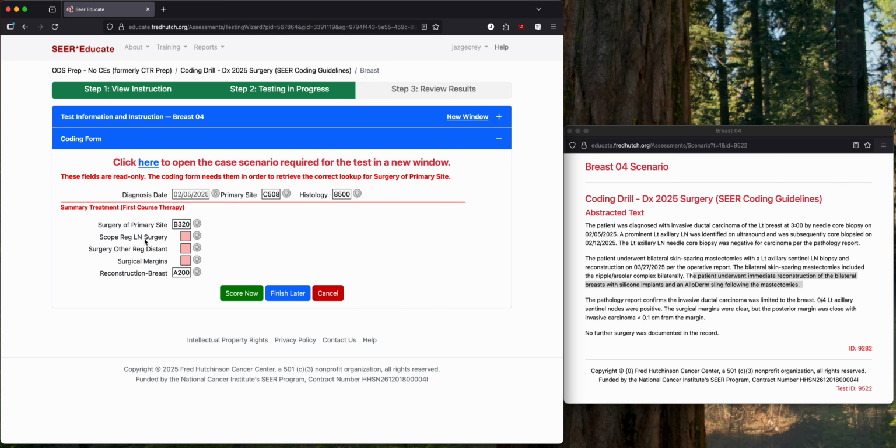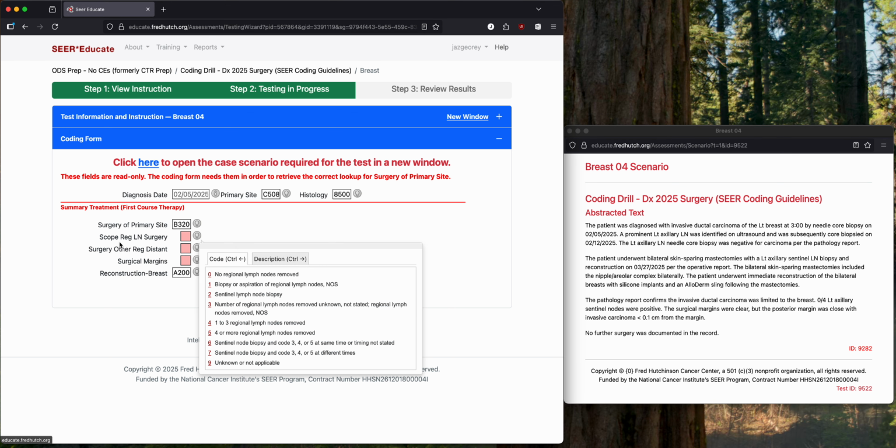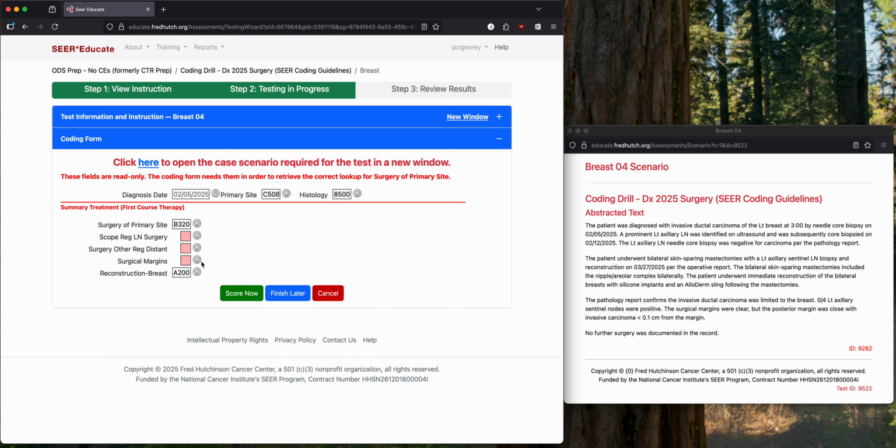Yeah. And then now we talk about lymph nodes. Pathology report confirms invasive ductal carcinoma was limited to the breast. 0 out of 4 axillary sentinel lymph nodes were positive. So then there were sentinel lymph nodes biopsied. Surgical margins were clear, so we could put that surgical margins were clear. That's 0. Were there any other lymph nodes? All I see is sentinel nodes were positive. Margins are clear.